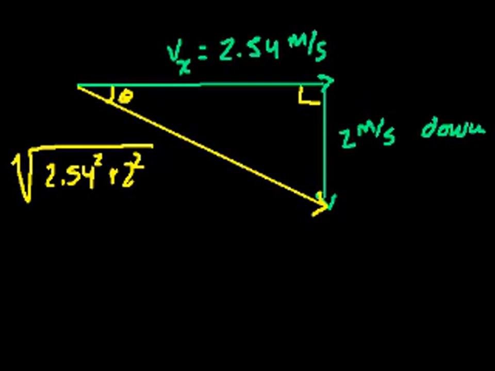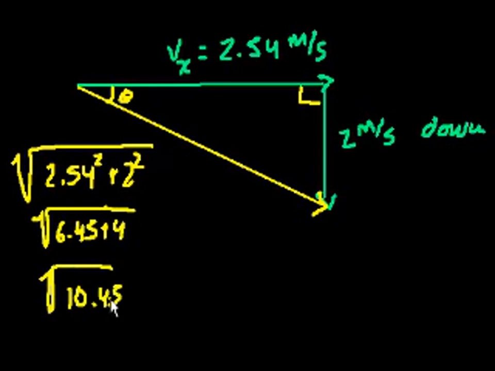2.54 times 2.54 is equal to 6.45. So that's the square root of 6.45 plus 4, which equals the square root of 10.45.